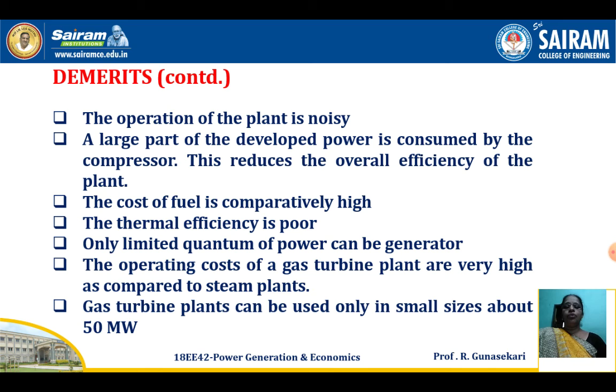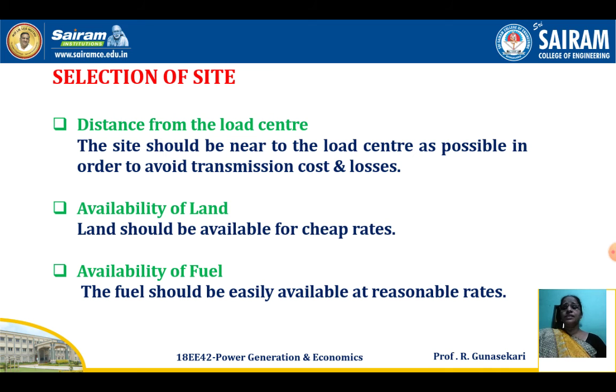Only a limited quantum of power can be generated. The operating cost of a gas turbine plant is very high as compared to a steam power plant. A gas turbine power plant can be used only in small sizes, just 50 megawatts only. Then, the selection of site of a gas turbine power plant.